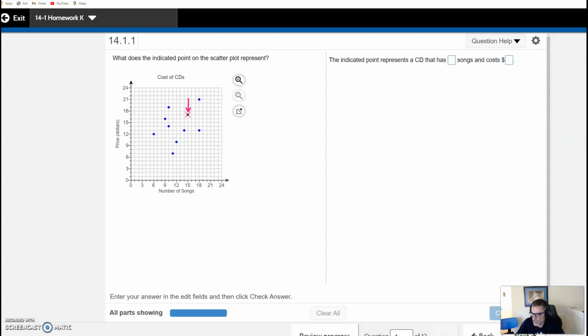On the x-axis, we are measuring number of songs. So we're talking about the cost of CDs.